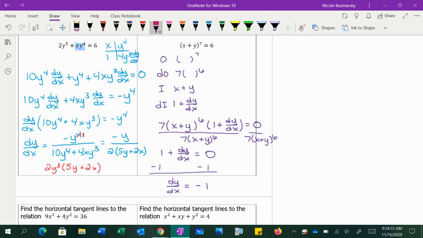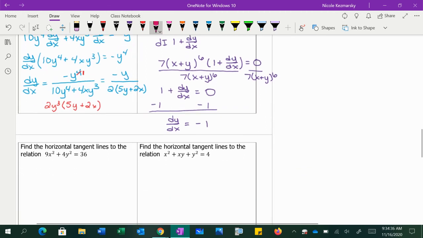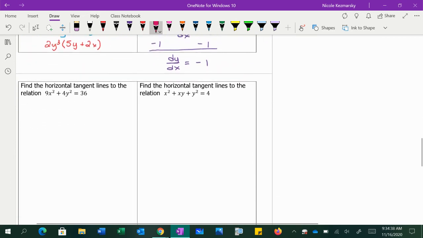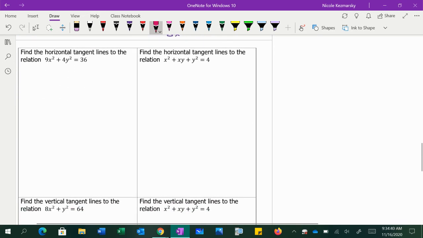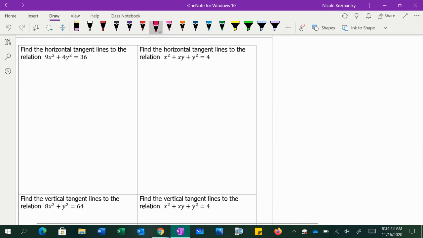So next we're going to add another layer. We've been doing our derivatives. We added some derivative rules in there. Now let's talk about horizontal and vertical tangent lines. So a horizontal line, remember, is the line that goes east and west. It goes side to side.